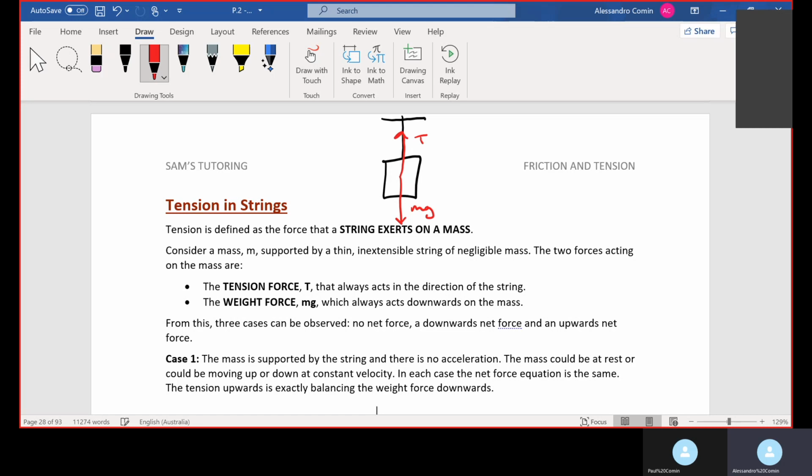I'll just pause for a second to let that sink in. The reason the tension force exists is because if the object is stationary, there needs to be a force to counteract the weight force. And the way the tension force works is that it always points away from the mass up the string. So it never points to the mass from the string, it points away from the mass up the string. And from this, we can see 3 main cases: if the box is stationary, if the box is falling down, and if the box is moving up.